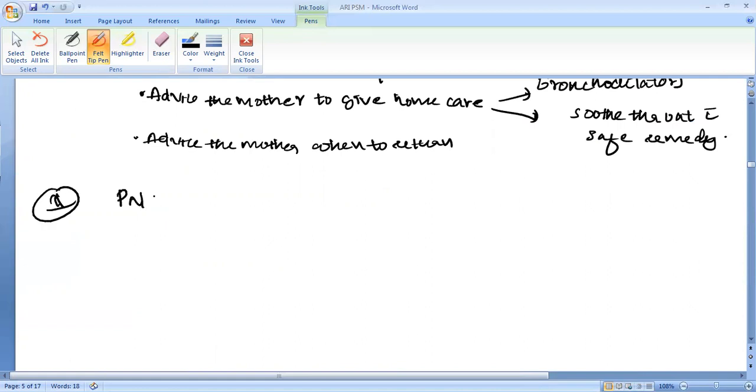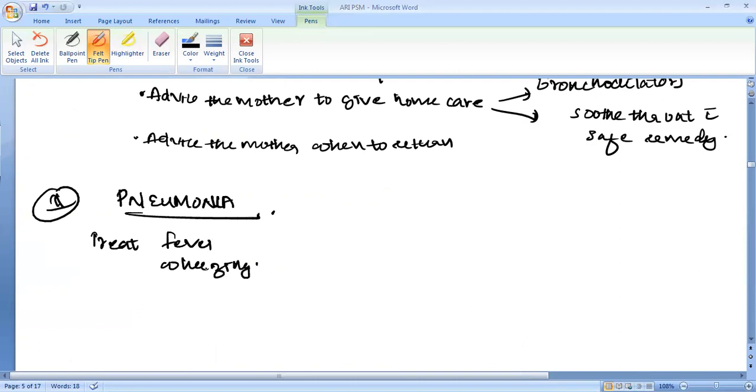Second stage, if this patient has pneumonia, okay, so what will you do? What is the treatment? Again here, we have to treat the fever if present, and treat the wheezing if present. These two things should be done.